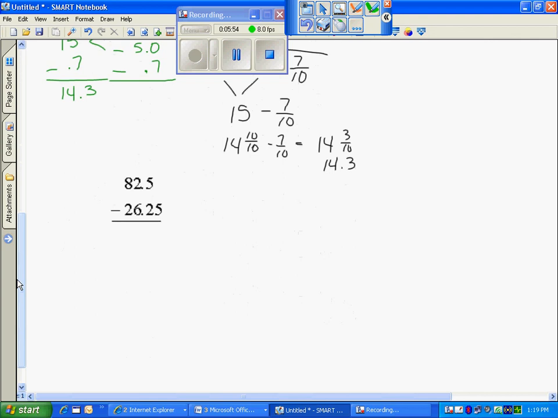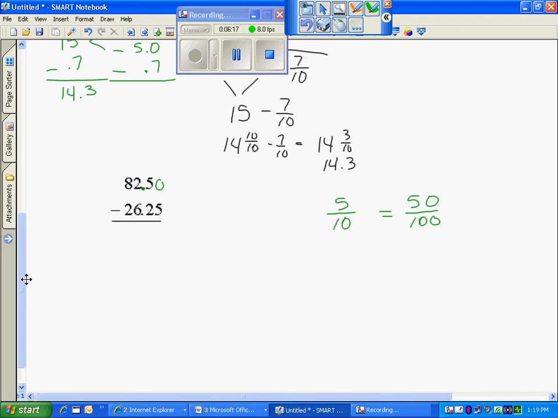Last problem, once again, we need that placeholder. My decimals need to line up, and all their positions do. I'm allowed to put that 0 placeholder in there because originally I had 5 tenths, and I made it turn into 50 100ths. They look different, but they're worth the same. 5 dimes is the same as 50 pennies.